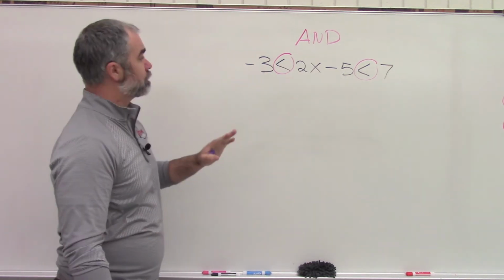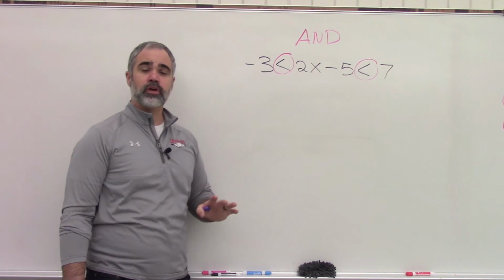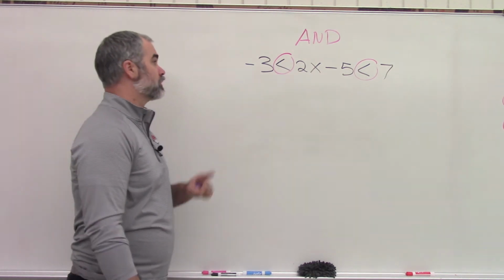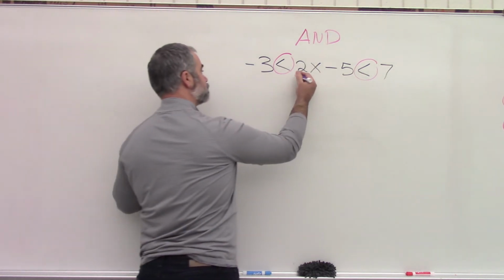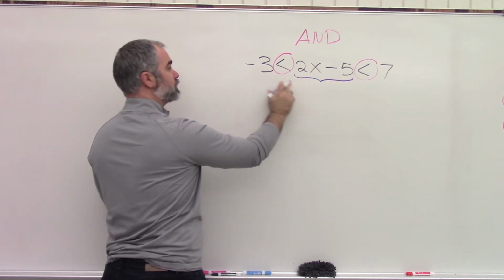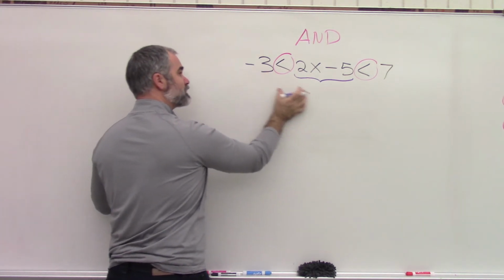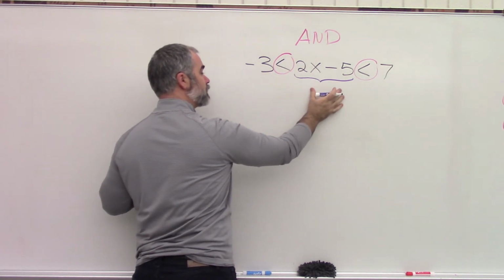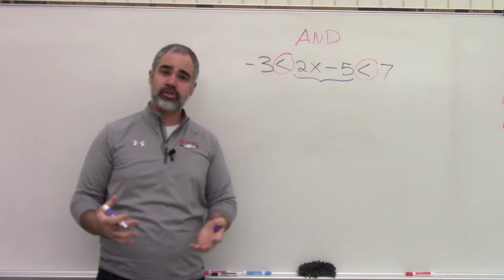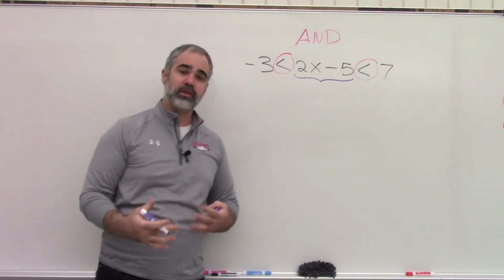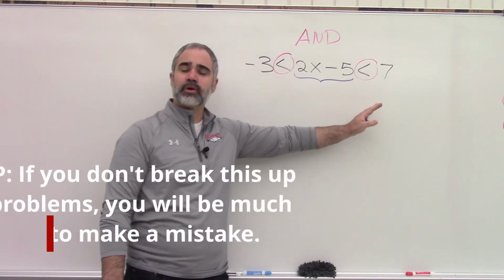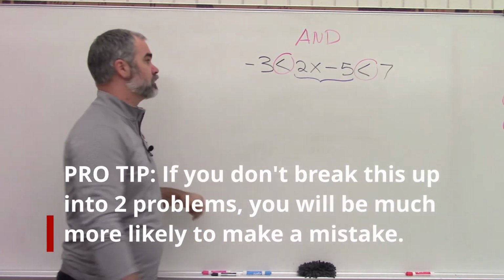Let me show you. The first thing that you want to do when you're solving this is to break this up into two questions. There's this middle area that is in both inequalities. You have -3 is less than this, and then 2x minus 5 is less than 7. So I want to break it up into two inequalities so that I can solve each of them. Please don't try to solve this in one big horrible thing. Break it up like I'm going to show you.